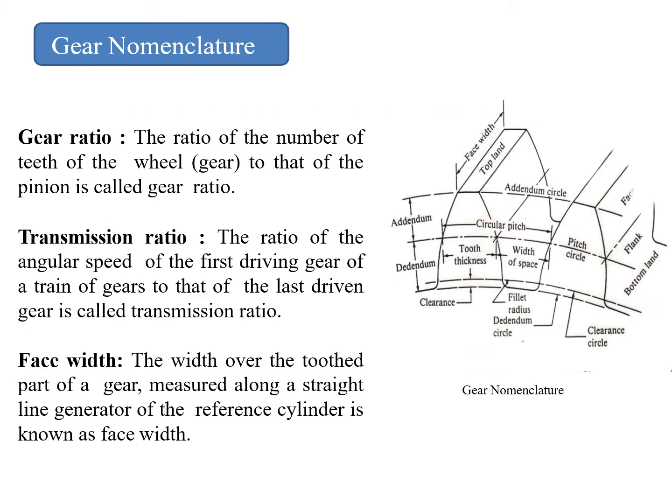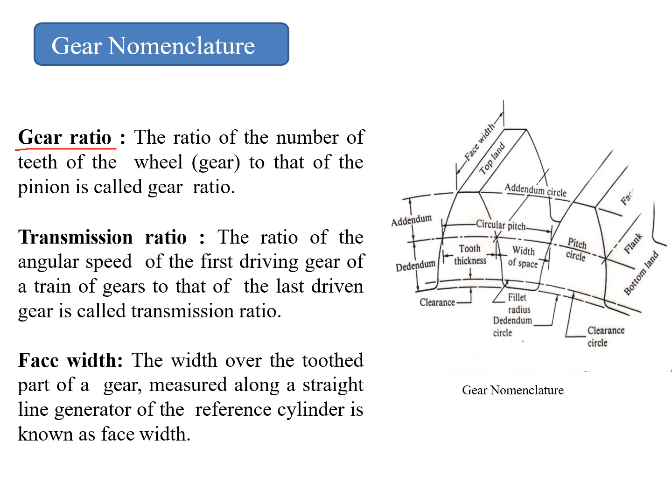Now we will go through the gear nomenclature. This is the diagram showing the tooth profile, and one by one we will see the different points. Gear ratio is the ratio of the number of teeth on the wheel, or basically on the gear, to that of the pinion. So number of teeth on gear upon number of teeth on pinion gives you the gear ratio.